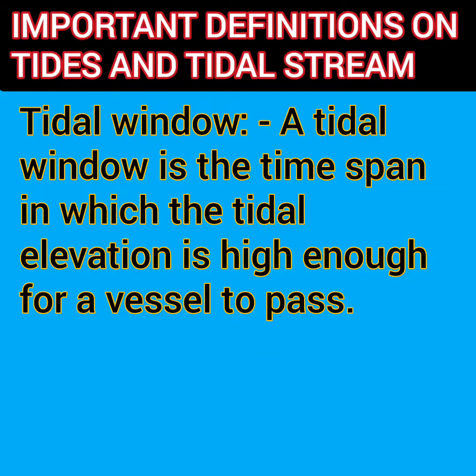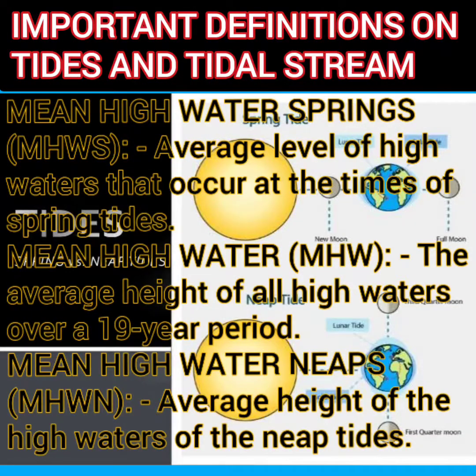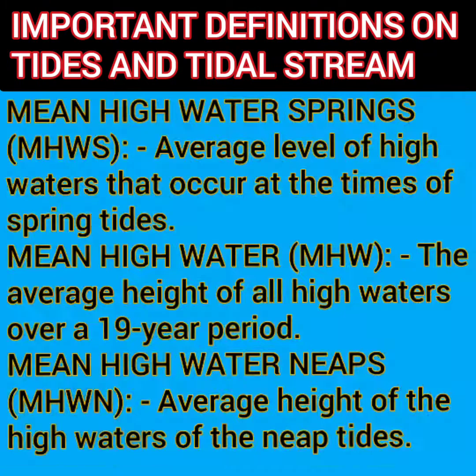Moving ahead, we have already discussed what is a spring tide and neap tide. Now, what is mean high water spring? What is mean high water neap? And what is mean high water? So, a mean high water spring is the average level of high water that occurs during the times of spring tides. So for spring tides, you take an average, that is your mean high water spring.